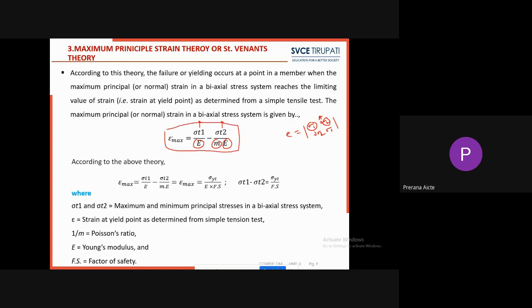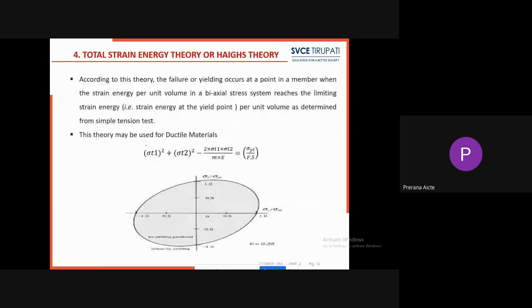One more is called the strain, that is epsilon maximum. The maximum strain is equal to one more very important formula: sigma yt by Young's modulus into factor of safety. This maximum principal strain theory is used only for brittle material. Remember, principal stress theory and strain theory are both used for brittle material. Maximum shear stress theory is used for ductile material. In this theory, it will be applicable for components like ellipse.